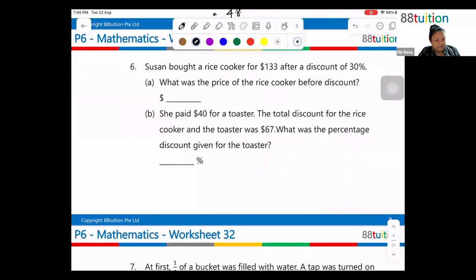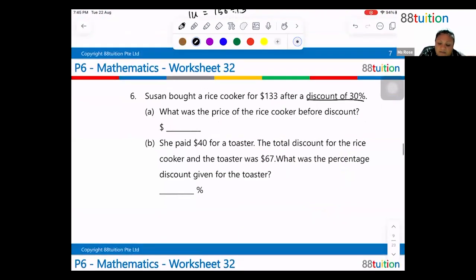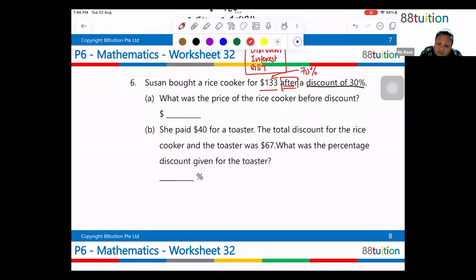Let's look at question number 6. When it comes to a discount, again, just a reminder: as long as you see discount, interest, and GST, we don't change the fraction into its simplest form. So, Susan bought a rice cooker for $133 after a 30% discount. So this is actually 70% of the usual price or the original price.